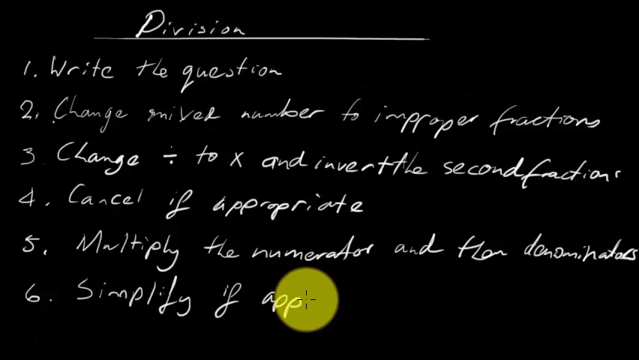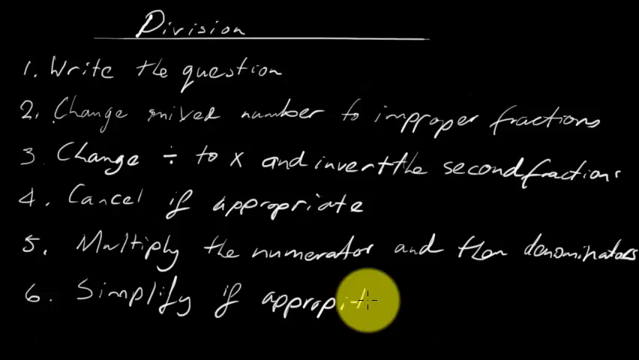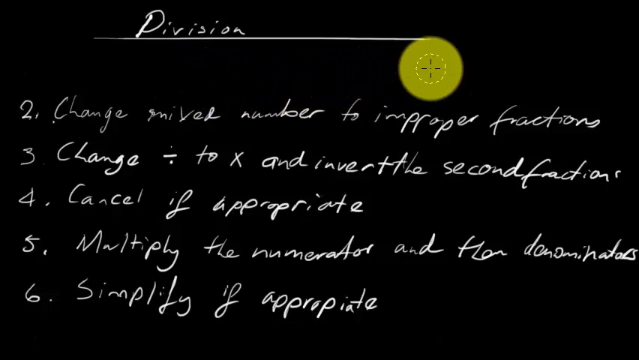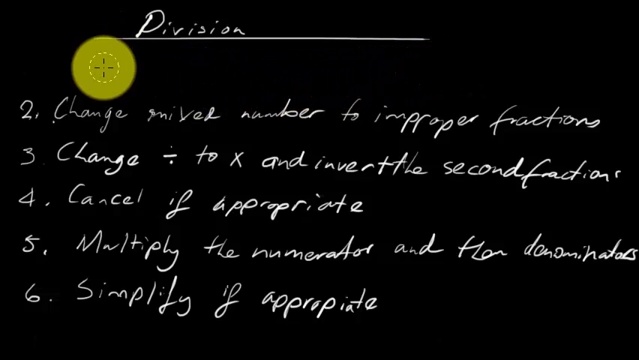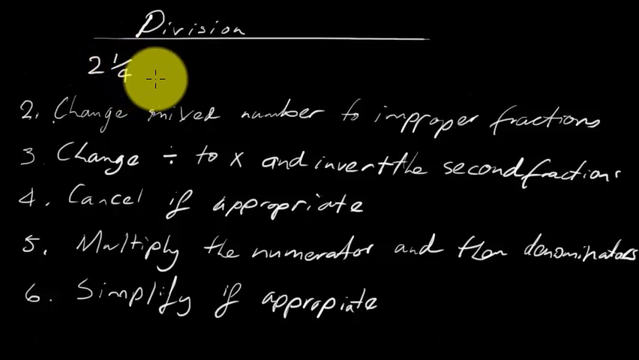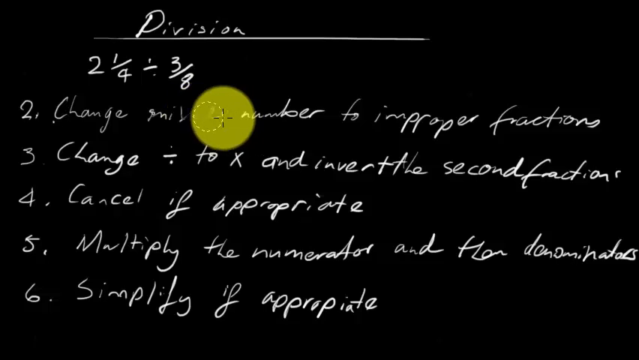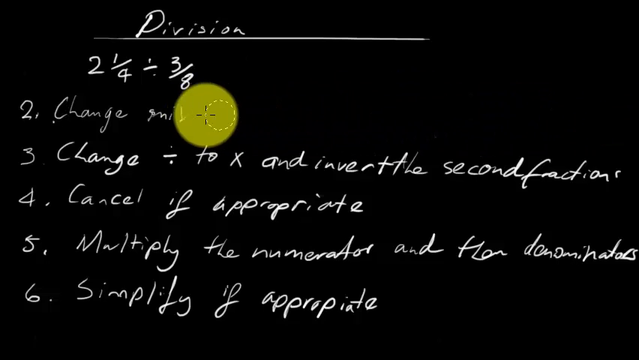Okay, so we'll have a look at an example now, which will better explain these steps. So the first one is simply to write the question from our textbook into our exercise book. So we'll do that, and we've got an example from the textbook again, page 77, which is 2 1/4 divided by 3/8. Okay, and we do have a mixed number, so looking at our second step, we're going to change the mixed number to an improper fraction.